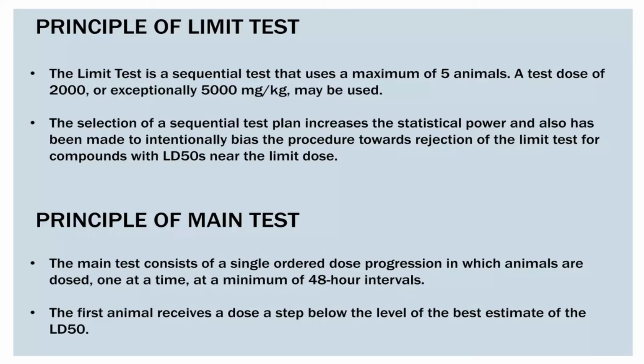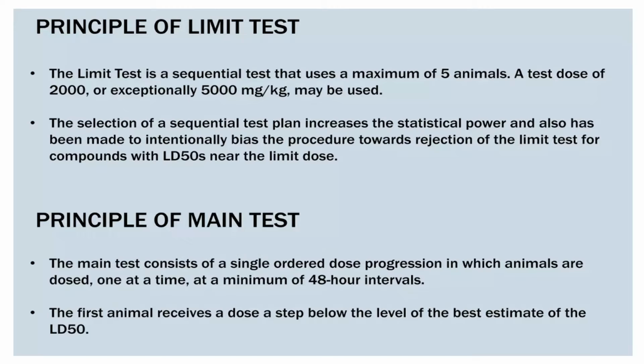Otherwise they can go for 5000 mg per kg, and if the animal is not dying, they can give 5000 mg per kg to 3 animals, and they can easily decide that their LD50 is more than 5000, and then they can start the normal dose. Means they can go for pharmacological studies or subacute studies.